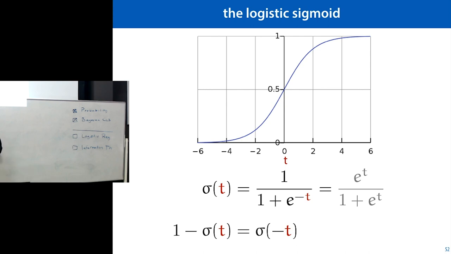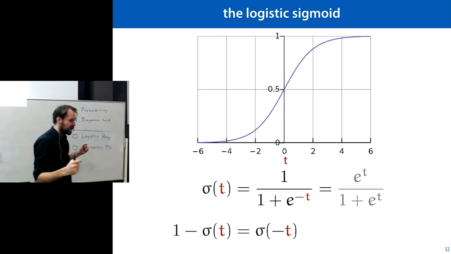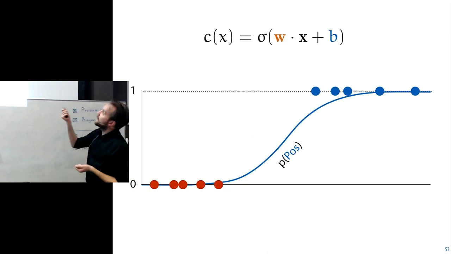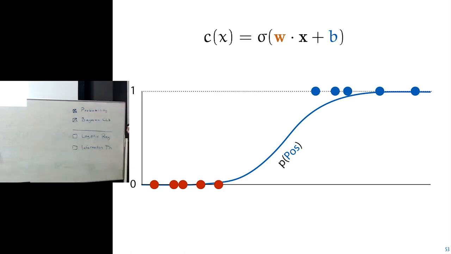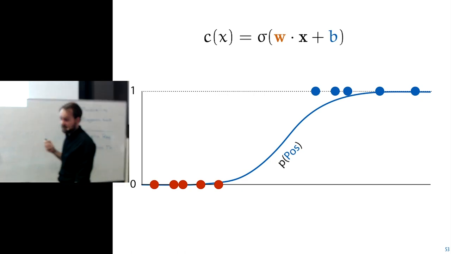So what we do is we take a linear classifier, which outputs a number for a particular instance, and we feed that number through the logistic sigmoid, and we take that as our probability value. So then the line looks like this, stays nicely between 0 and 1. And here we see the whole classifier. So we have our linear function, the dot product of W and X, plus some bias, fed through the logistic sigmoid, sigma, gives us the output of our classifier, which we take to be the probability that the observed instance is positive.